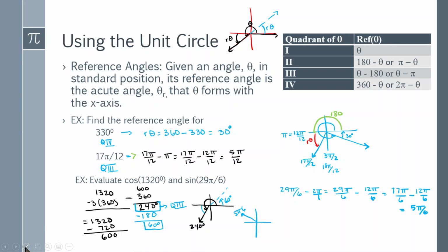And its reference angle is then just pi 6th. Okay, and so sine of 29 pi 6ths is going to be the same as sine of 5 pi 6ths, which is actually the same as sine of pi 6th because this one's in quadrant 2 and sine is positive in quadrant 1 and quadrant 2. Okay, so hopefully that helps.